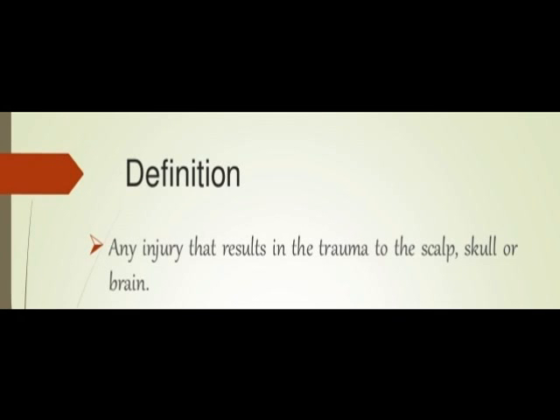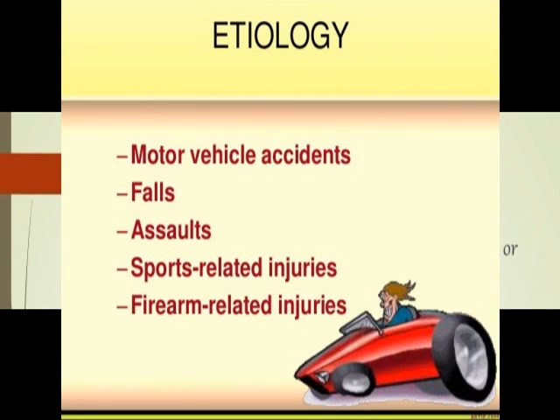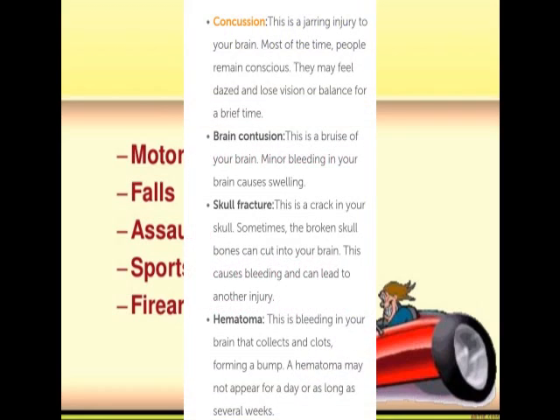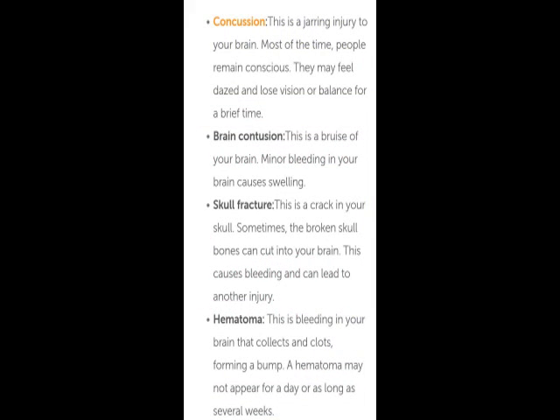Any injury that results in trauma to the scalp, skull or brain is called a head injury. The causes of head injury are motor vehicle accidents, falls, assault, sports related injuries and firearm related injuries. Next one is the types. There are many different types of head injury. First one is the concussion, contusion, skull fracture and the hematoma.